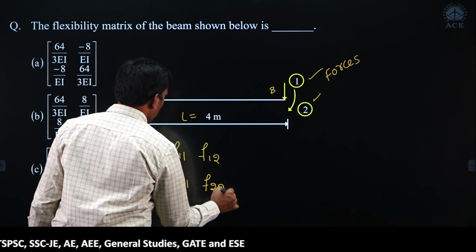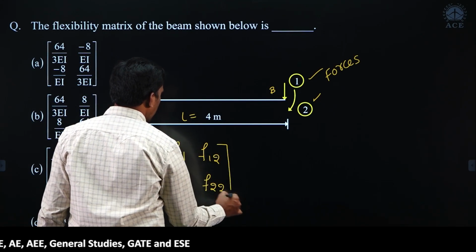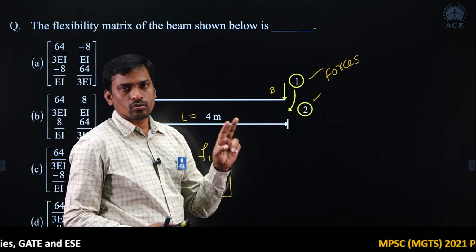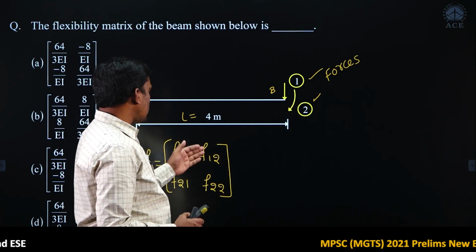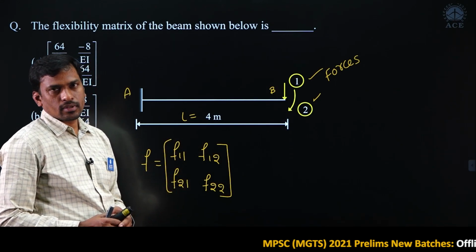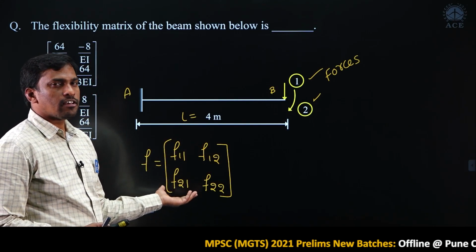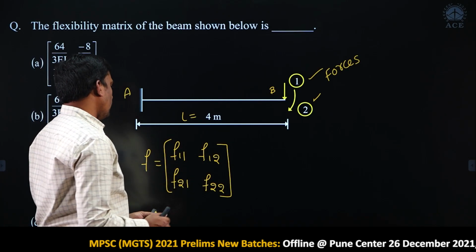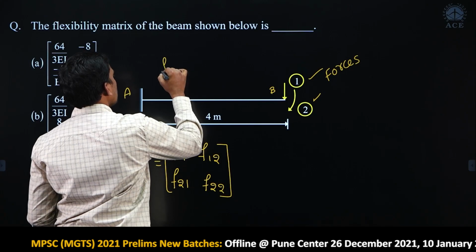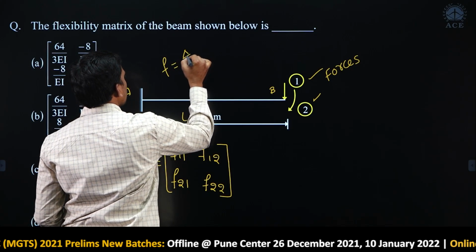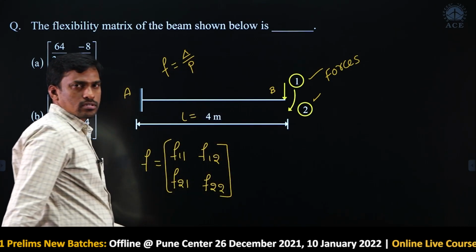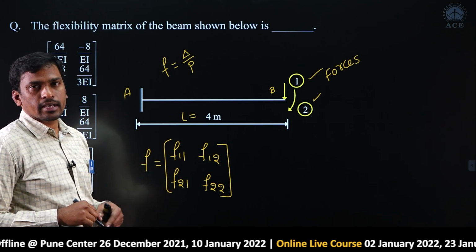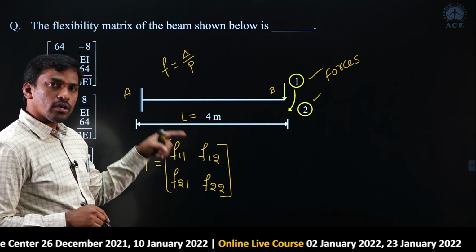Now this is the flexibility matrix, right. So, how many coordinates are given? Coordinate 1, coordinate 2. So, 2 coordinates are given, then the size of flexibility matrix is 2 by 2. If 3 coordinates are given, then the size is 3 by 3. Now, what is the definition of flexibility matrix? Displacement caused due to unit force. Stiffness is force required for unit displacement, but flexibility is displacement caused due to unit force.